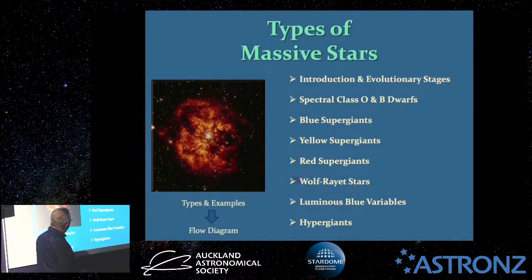So I'm going to give you a bit of introduction to the different types and what drives their evolution. We'll then talk about the classes O and B, these dwarfs on the main sequence. We're going to talk about the supergiants: blue supergiants, yellow supergiants, red supergiants. Then we're going to talk about Wolf-Rayet stars, luminous blue variables, and we'll briefly mention hypergiants.